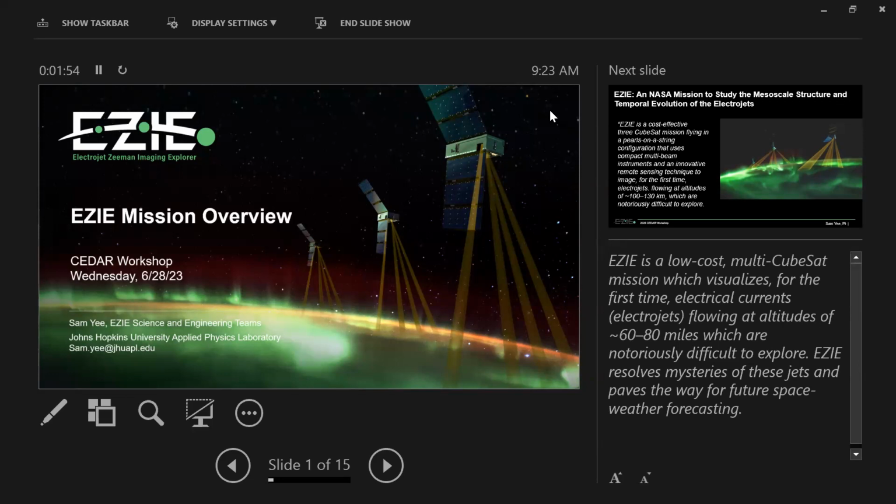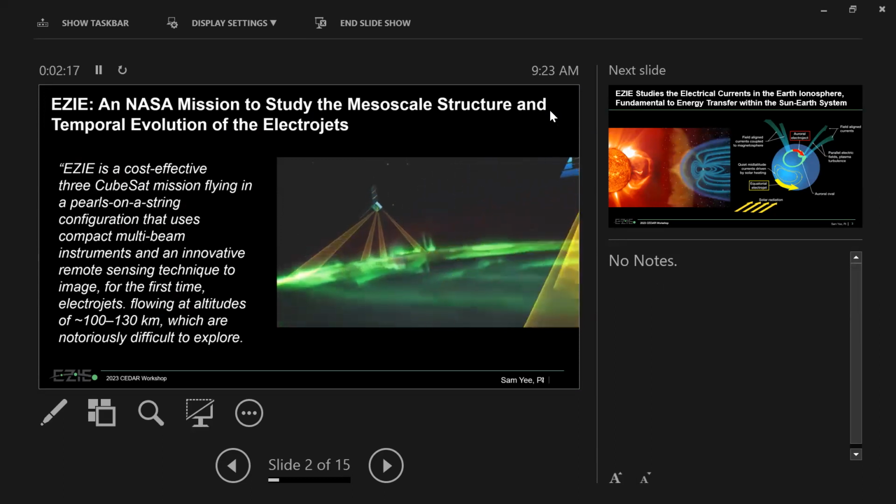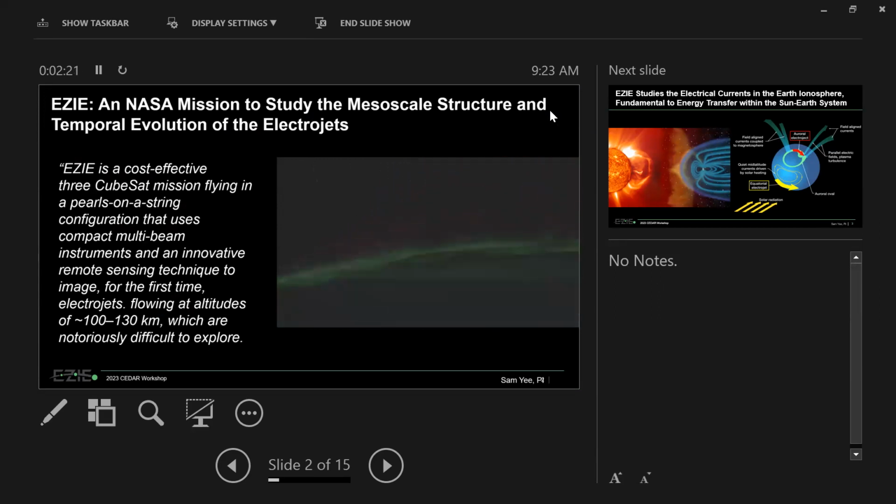So what does EASY stand for? EASY stands for Electrojet Zeeman Imaging Explorer. By looking at the name, you probably already guess what the focus of the mission is and what technique we use. EASY is a NASA mission to study the mesoscale, so smaller scale, probably 100 to 500 kilometer scale, of the electrojets' spatial structure and temporal evolution.